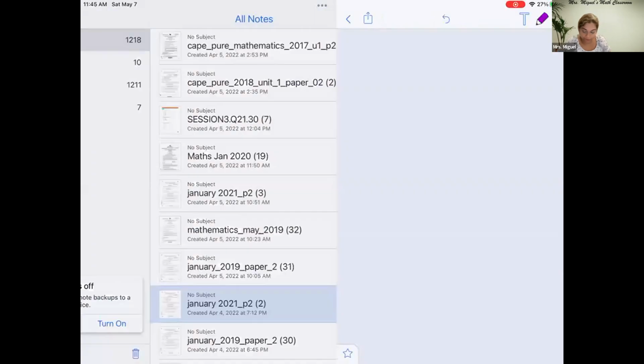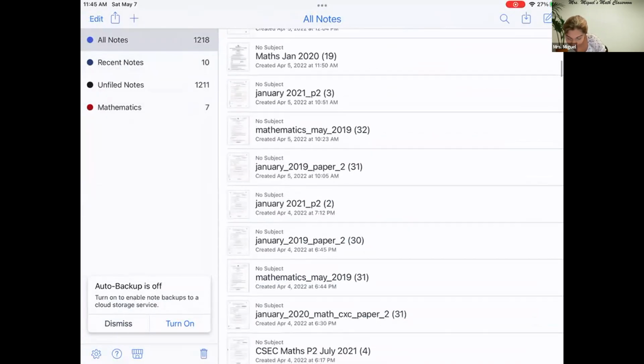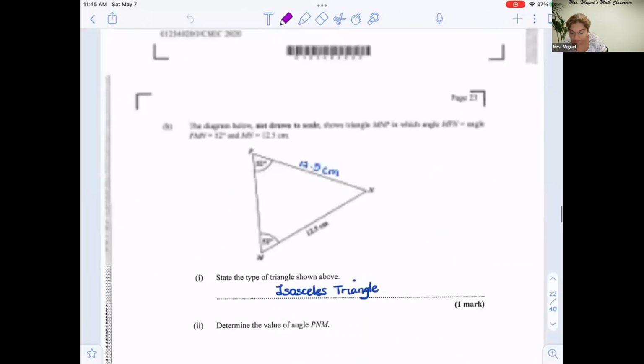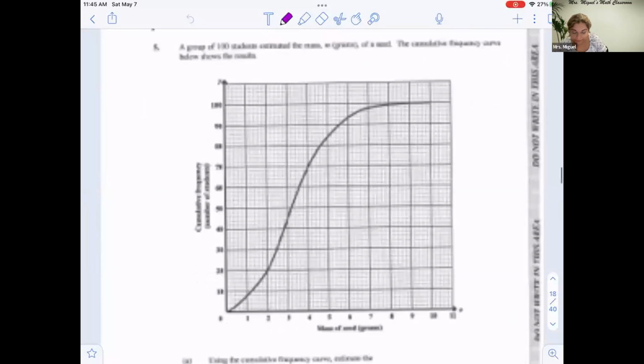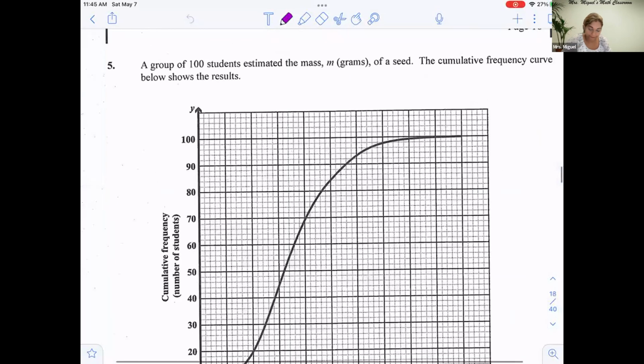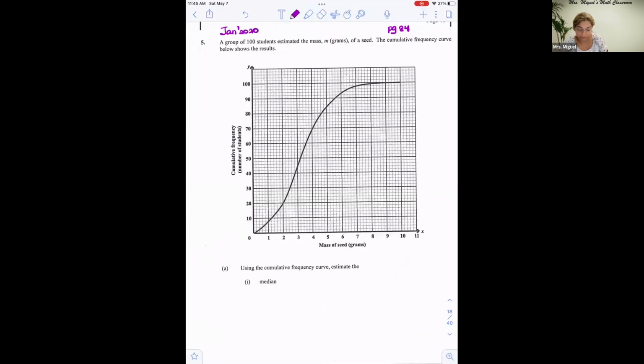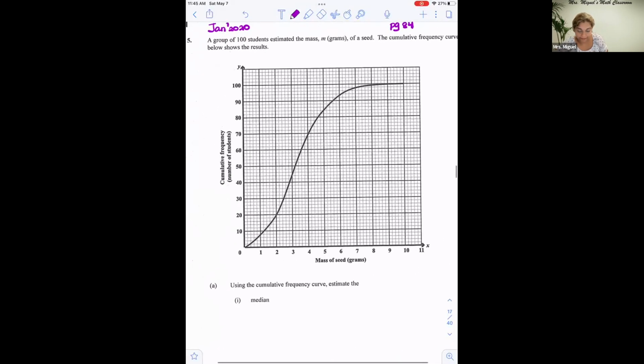Right. Turn to page 84 now. Turn to page 84. This is January 2020, page 84. Is it found?